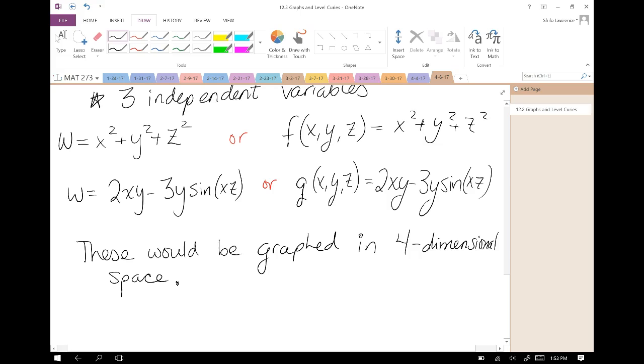So it's 4 dimensions. Four-dimensional space would take the sphere x squared plus y squared plus z squared and move it to different places and follow its path. Correct? Pretty much. Essentially, yes.